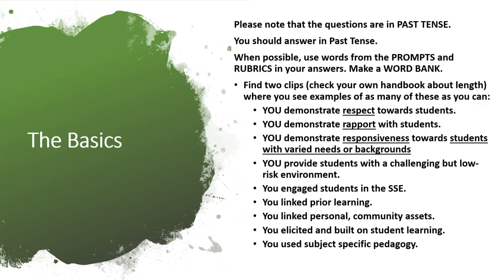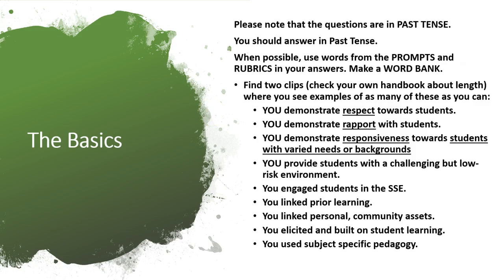But when you are writing for task 2, remember that the questions are in past tense and you need to answer in past tense. When possible, use words from the prompts themselves and the rubrics. Make yourself a word bank. In the rubrics, you'll see the words that are bolded. That's because you need to be using those words. Those are the Easter eggs that the scorers are going to be hunting for.